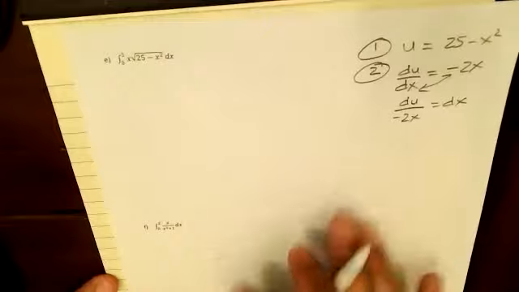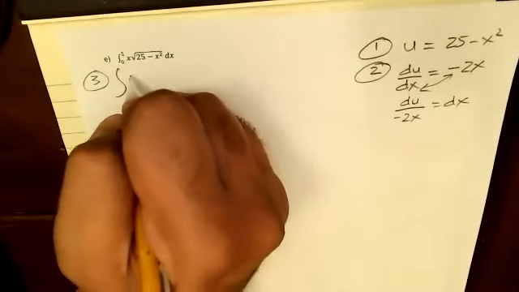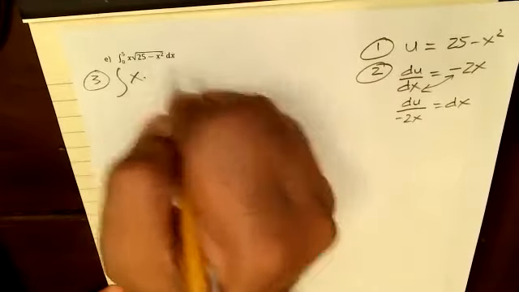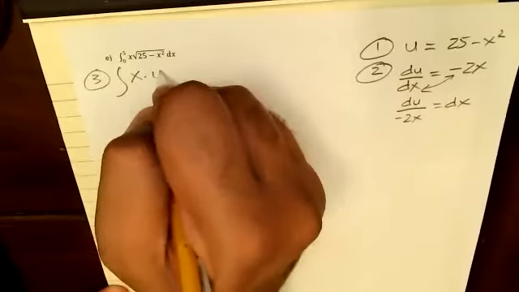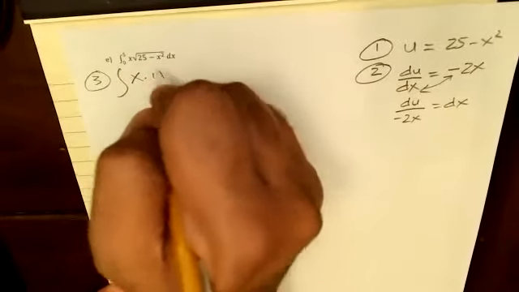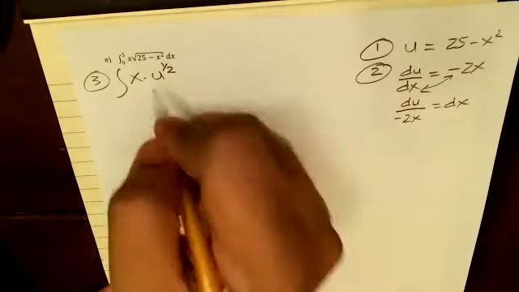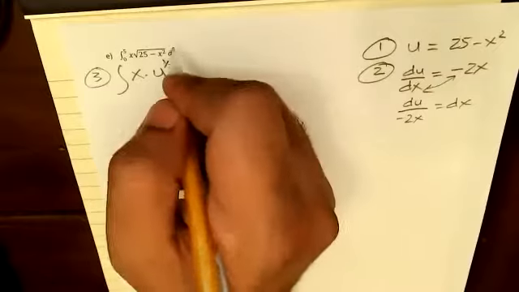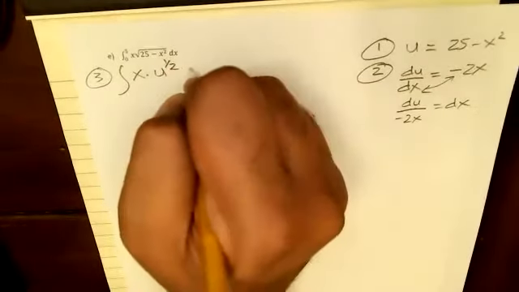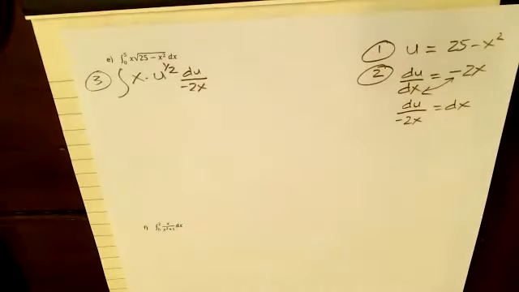Okay, once I've done that, I'm going to come over here as step 3. I'm going to write down my integral, so I have x, and then instead of 25 minus x squared, that gets replaced with u. Because it's inside the square root, remember the square root is the same thing as power 1/2. So I'm going to put power 1/2 instead of the square root so that I can take the integral afterwards. And then dx gets replaced by du over negative 2x.